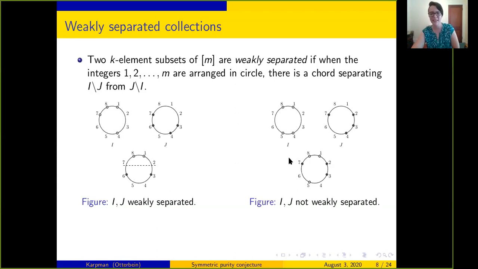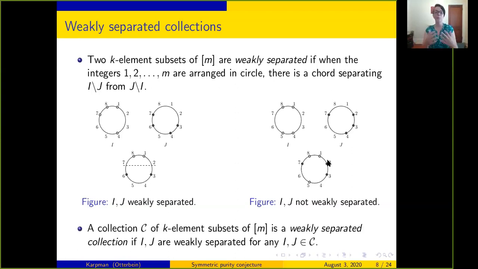And then here's just an example of two sets that are not weakly separated from each other. You can see that if you traverse the circle, you see elements of I but not J, and elements of J but not I kind of interleaved, so there's no way to separate them by a chord of the circle.